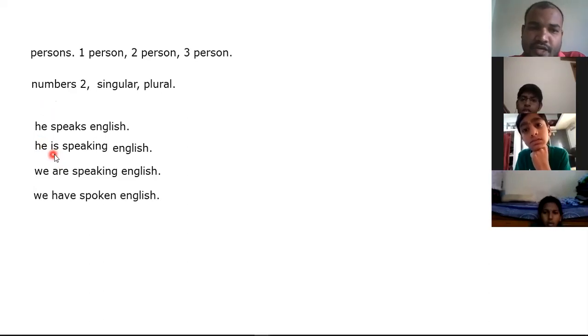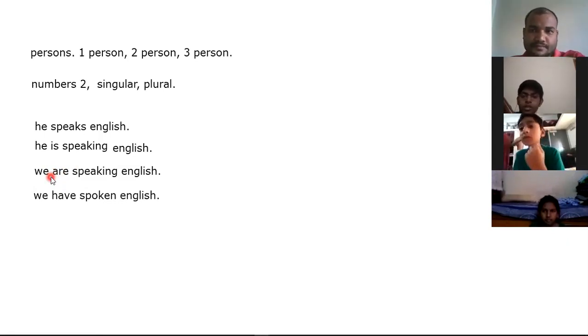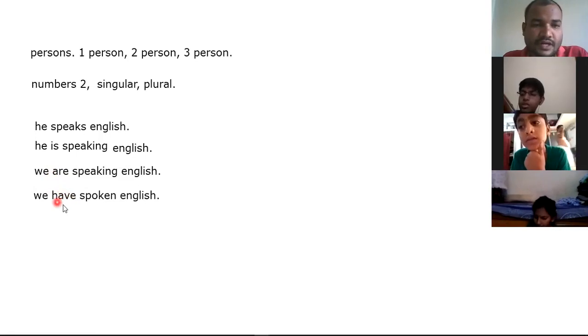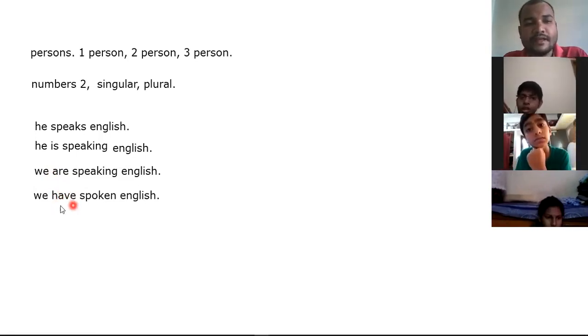So I'm showing a word right here. What is this word? Is. Very good. Next, what is this? Are. Only are. I'm showing only are. Now in the last example, what am I indicating here? Have. Very good.